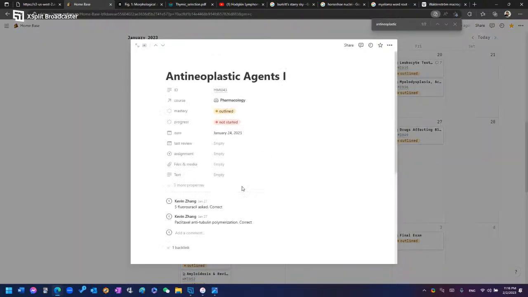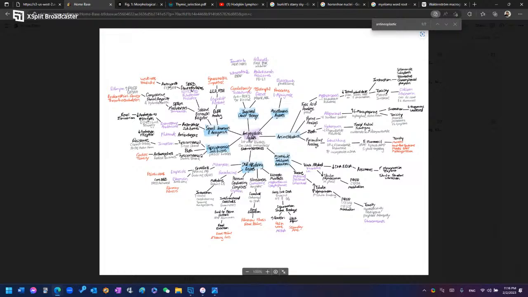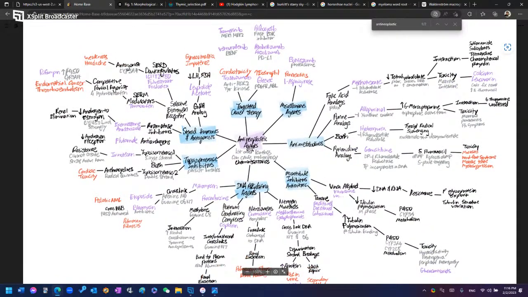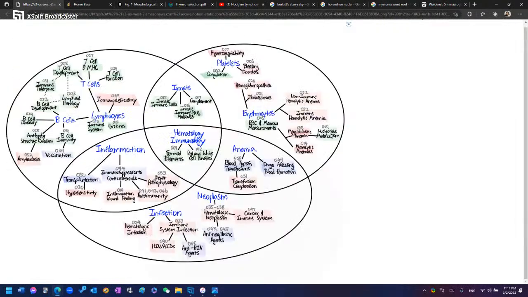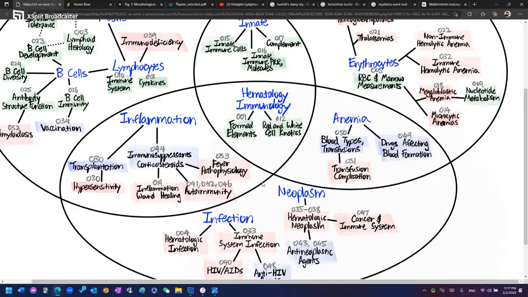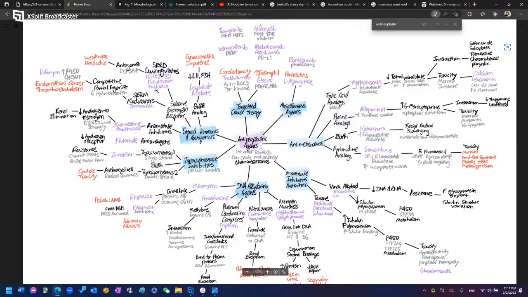So I put them all in one. So, okay. Similar to the other set of drugs that we were looking at, which was drugs affecting blood formation, I think I also had immunosuppressants. There's some similarity between immunosuppressant and anti-neoplastic, in the sense that we're trying to kill immune cells sometimes, right?